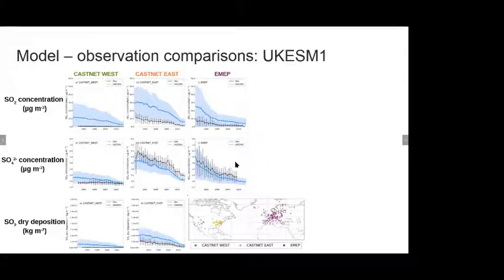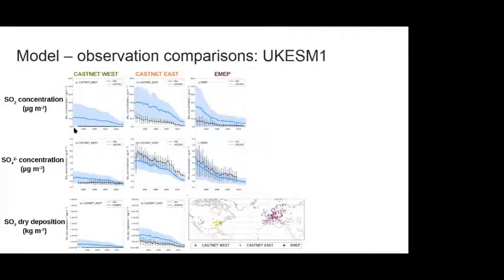So in each of the plots, we take the annual mean from 1987 to 2014, and we take the mean across all of the sites, and then the bars and the shaded regions represent the standard deviation across the sites. And we've got the observations in black and the model is in blue. So the first thing to note here is that the model does capture the trends very nicely across this period. You can see that the model captures the decreasing concentrations and deposition.